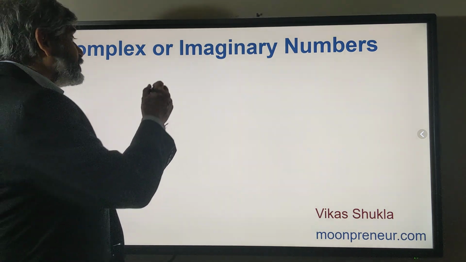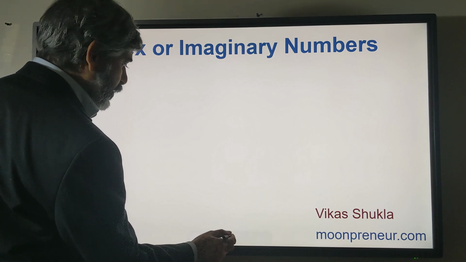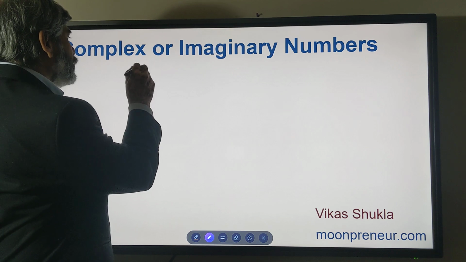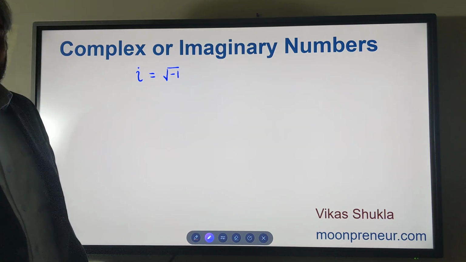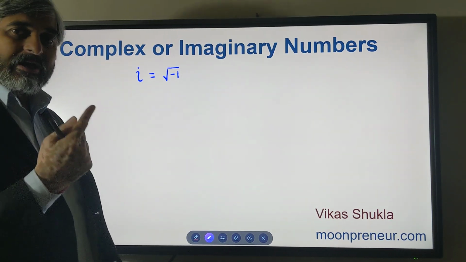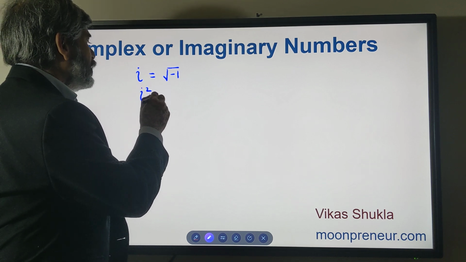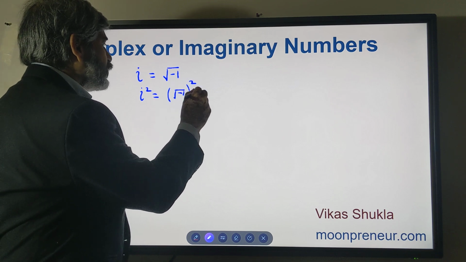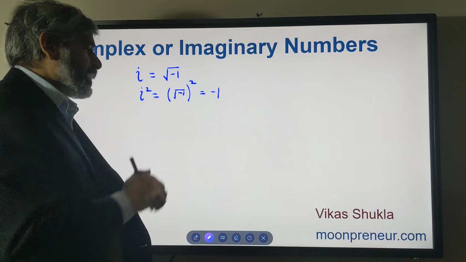How we define the complex number, denoted by i, is that it is nothing but the square root of -1. We'll come to how we can visualize it. So if i is equal to the square root of -1, then i squared is going to be -1. Just keep in mind and memorize it.